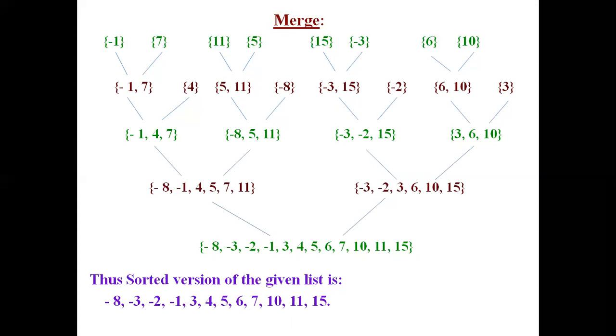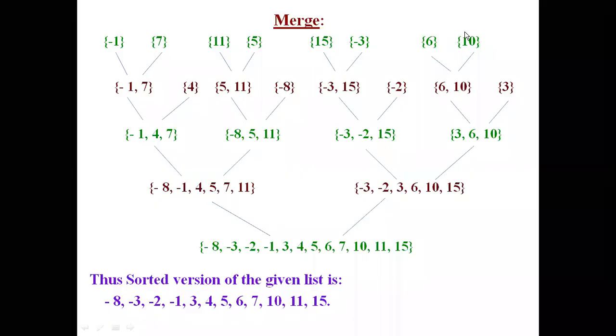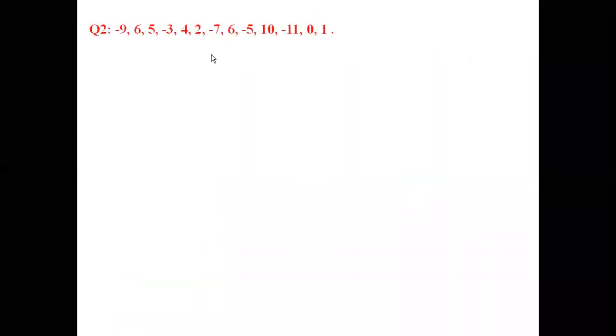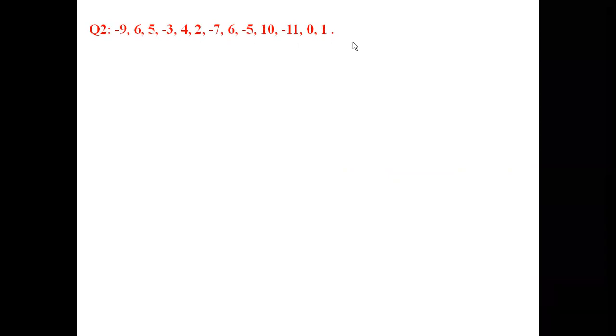This is how we apply merge sort and do problems. We'll see another problem now. Second problem. So this is the given list for us. We have to apply the concept of merge sort and arrange these elements in the list. So minus 9, 6, 5, minus 3, 4, 2, minus 7, 6, minus 5, 10, minus 11, 0, 1.